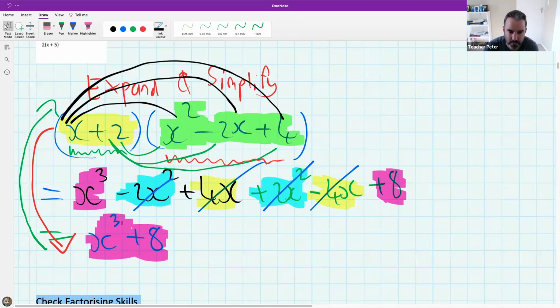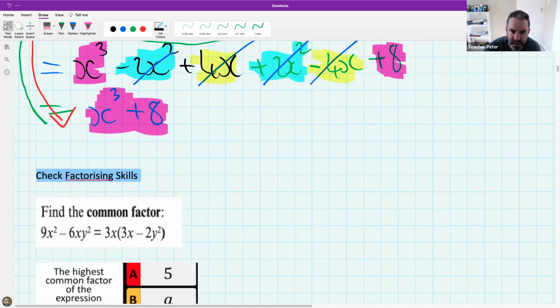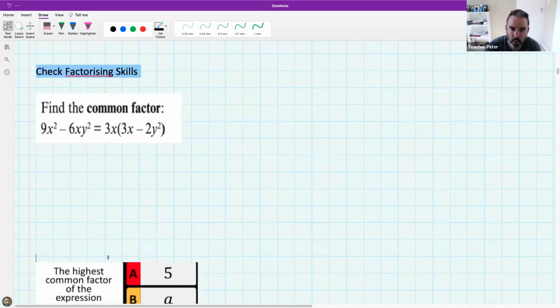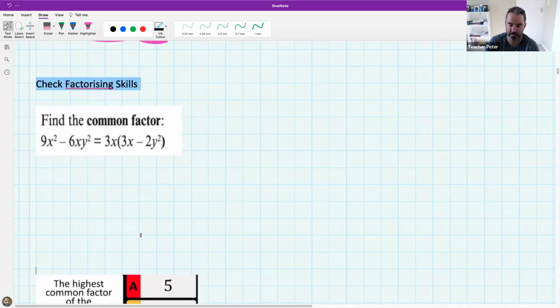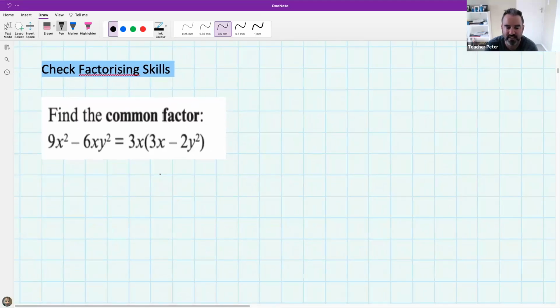Fantastic. Okay, now we've covered our basics about multiplying out and like terms. What we now need to do is some revision about factorizing. And when we factorize something, we take something which is written in plus or minus, and we write it as a multiplication.